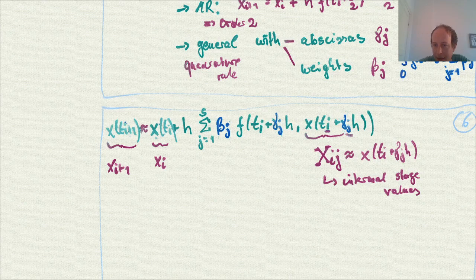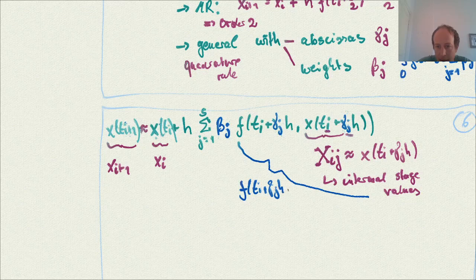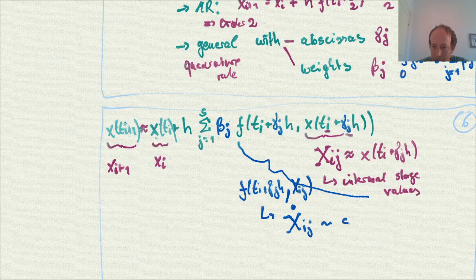And if we have these xij, then of course we can evaluate the f at that point. So we can approximate all this. This is basically f of ti plus gamma j h and xij. This we will approximate by the so-called stage derivatives, that is the x dot, again a large X, xij. They are called the stage derivatives. It's not so much exactly a derivative, that's why I'd better put this in here.